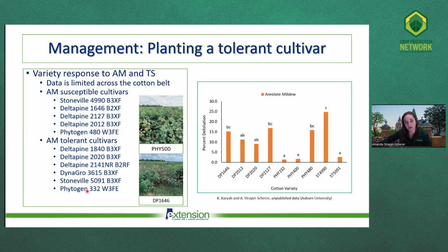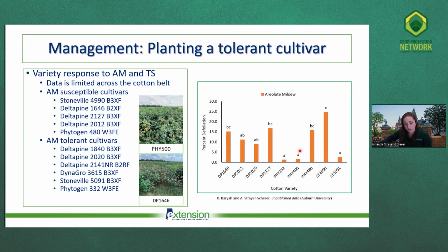But what we have seen is that Stoneville 4990, Delta Pine 1646, which has now been phased out, Delta Pine 2127, Delta Pine 2012, and Phytogen 480 appear to be pretty susceptible to areolate mildew. And you can see some of that data from one of our trials at Field Crops Unit in Shorter, Alabama, which is just down the road from Auburn in central Alabama.